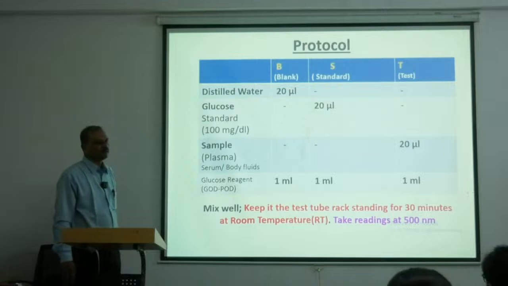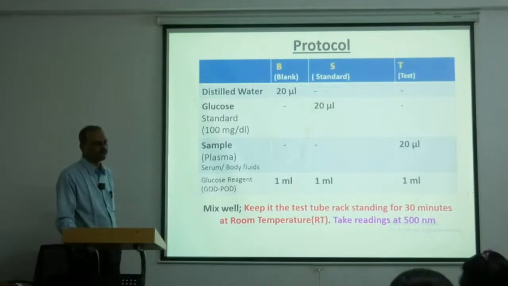B means blank. Blank means it doesn't contain anything. It will have distilled water. S means standard, meaning we have a known standard of glucose based on which we will calculate.